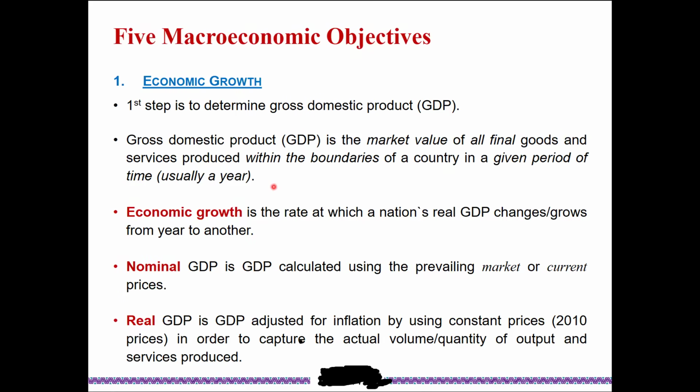So now we're going to be looking at the five macroeconomic objectives. There are five of them, the first of which is economic growth. Remember, I did say economic growth is basically just the increase in production, right? It's basically the increase in production, which is an increase in the rate of real GDP, right?